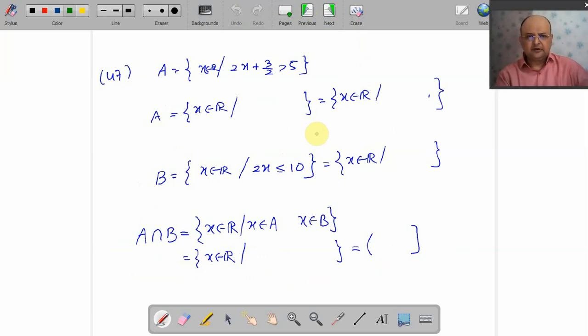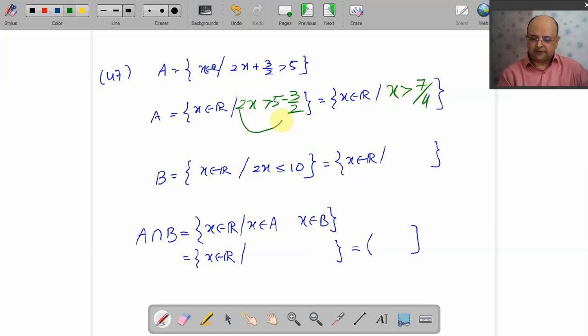This is beautiful, damn easy. Sir, everything seems easy to you. If it does not seem easy to you, then take 2x plus 3 by 2 is greater than 5. So I can say that 2x is greater than 5 minus 3 by 2. So 5 2s are 10, 10 minus 3 is 7, 7 by 2, but I write 4 because I have divided by 2 also here. So x is greater than 7 by 4.